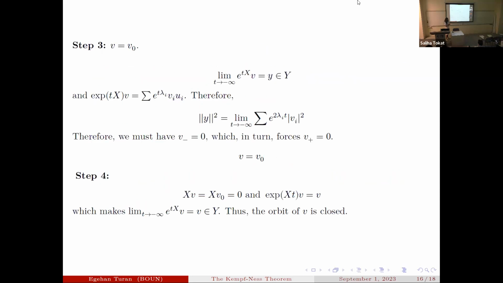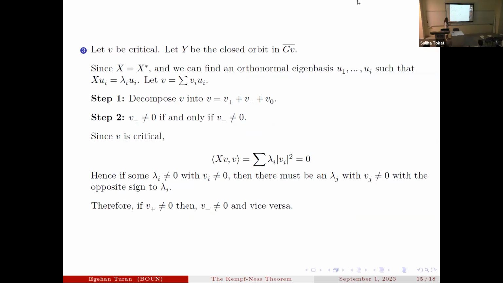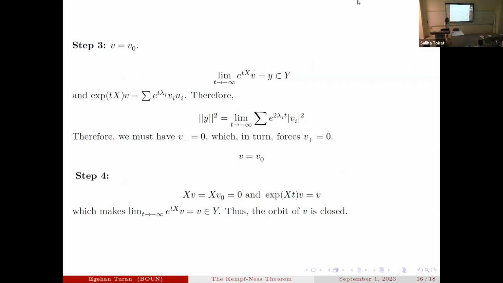There is only one thing that I didn't use yet, and it is the limit in the Hilbert-Mumford theorem. Using that limit, let's say this limit goes to Y in the closed orbit. I will look at the norm of Y, and this will be equal to this sum here. But as you can see, I have a term like e to the 2 lambda_i t, and I'm taking t to minus infinity. So if I have a term coming from a negative eigenvalue, this summation will blow up, because e to the 2 lambda_i t, if lambda_i is negative and t goes to minus infinity, goes to e to infinity. So V minus must be zero, because I don't want this to blow up. But this forces V plus to be zero by step two that I just showed. So v is indeed just equal to V zero.